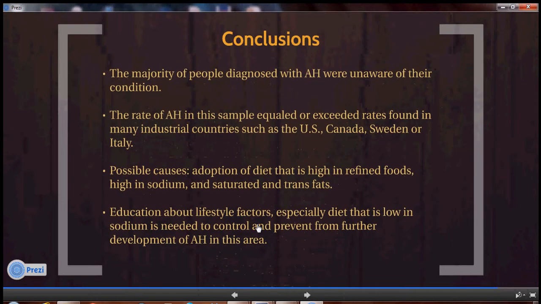Conclusions: the majority of people diagnosed with hypertension were aware of their condition. The rate of hypertension in this sample equaled or exceeded rates found in many industrial countries such as the US, Canada, Sweden, or Italy. Possible causes of that: adoption of a diet that is high in refined foods, high in sodium, and saturated and trans fats. Education about lifestyle factors, especially diet that is low in sodium, is needed to control and prevent further development of hypertension in this area.